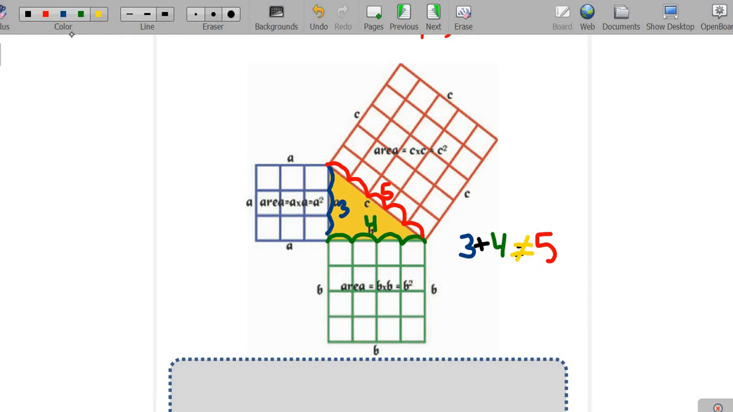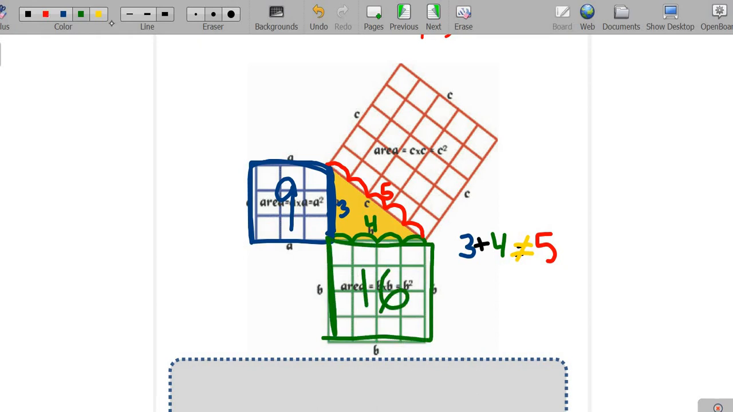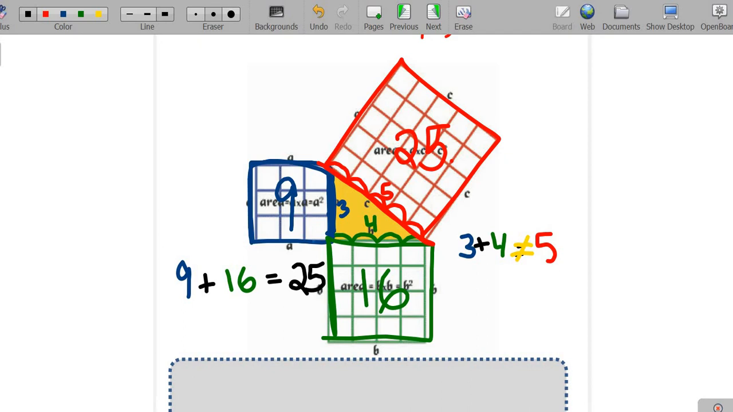But notice, if you take this 3 and literally square it, we have 9 units. Take the 4 and square it, we have 16 units. Take the 5 and square it, you have 25 units. Now take a look at this. Is that a true statement? And the answer is yes.